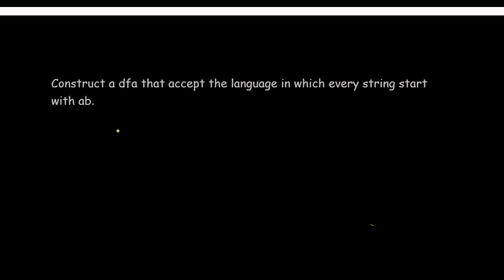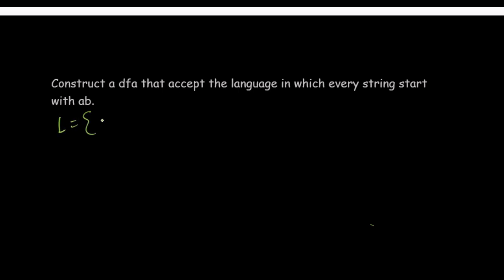In this example, we have to construct a DFA that accepts the language in which every string starts with AB. So again, we have constructed a DFA that has the condition that a string must start with a starting symbol of the string should be AB. So let's see what type of language will be accepted by this DFA.